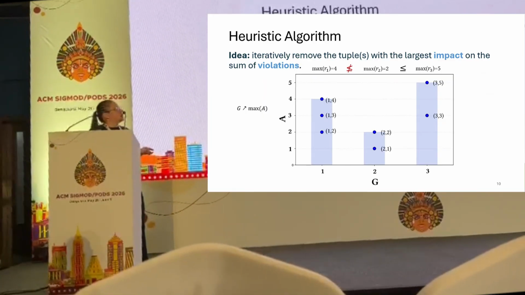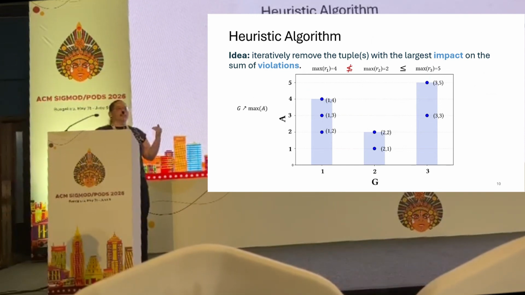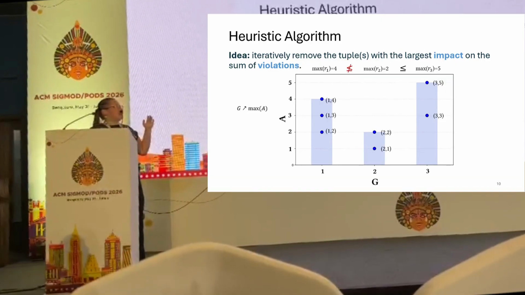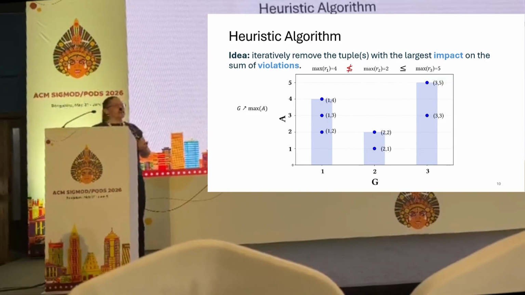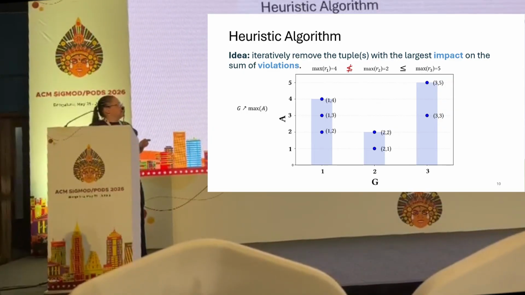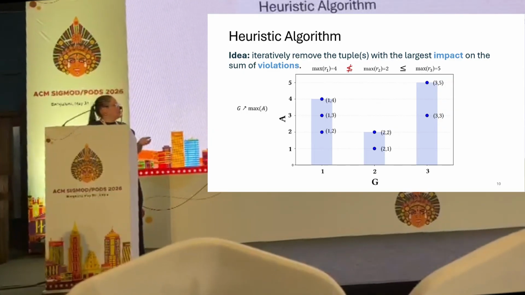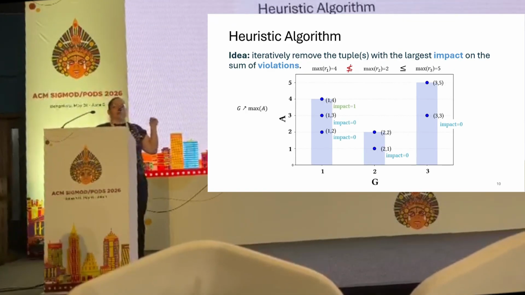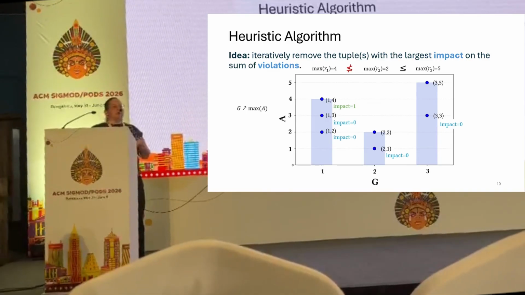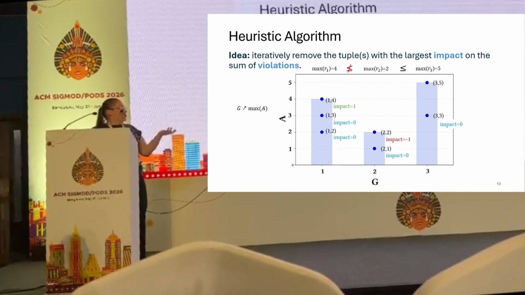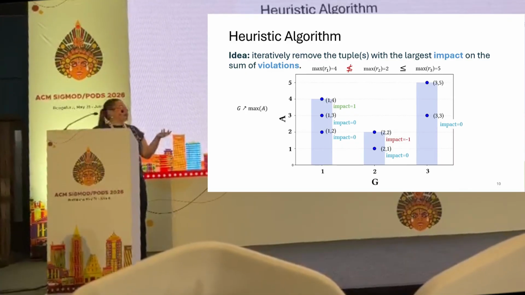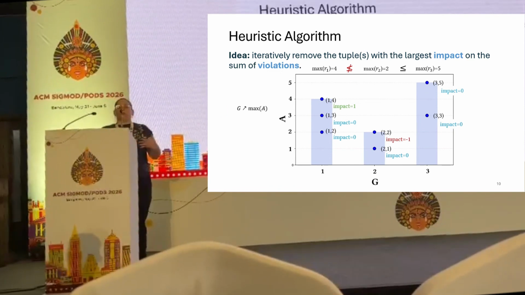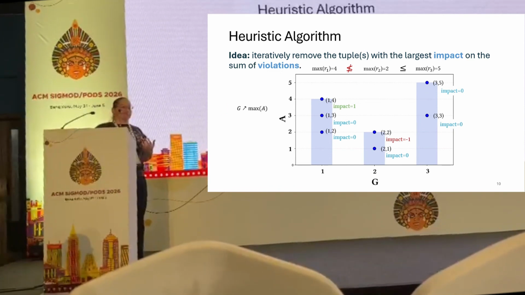So in this algorithm, the idea is to iteratively remove the tuple that affects the most on the sum of violations. So for example, for this trend, with the maximum aggregation, we want an increasing trend, and some of the tuples are going to have 0 impact, the others, and if we remove, for example, tuple 1, 4, then it's going to reduce the sum of violations by 1. Removing this one would increase the violation, and removing this one would do nothing. So the algorithm continues iteratively until there are no more violations.